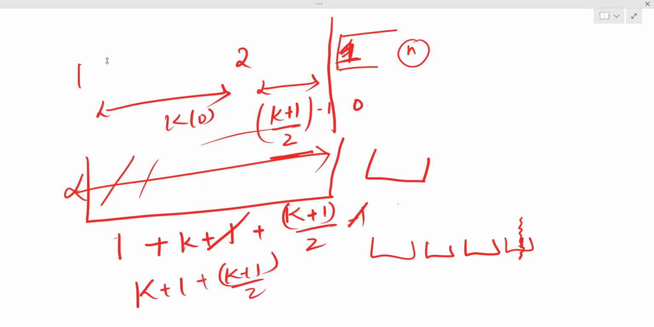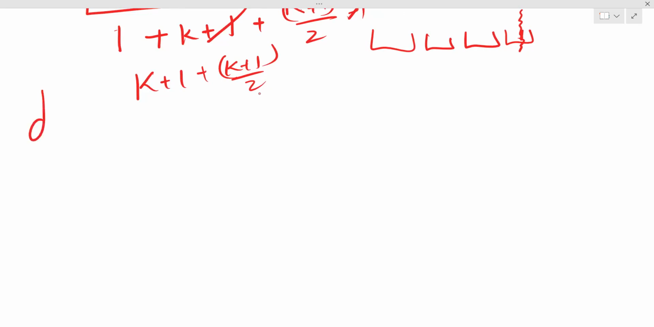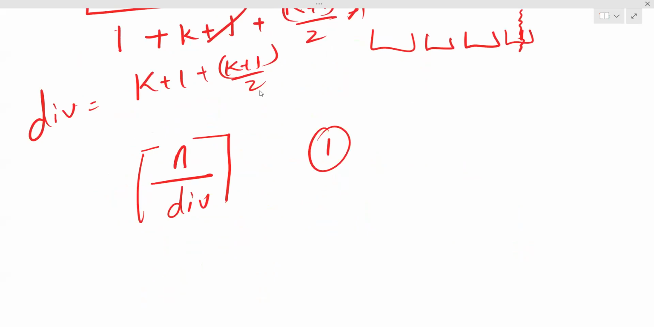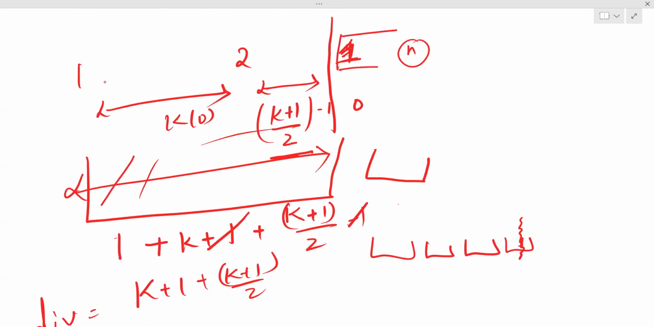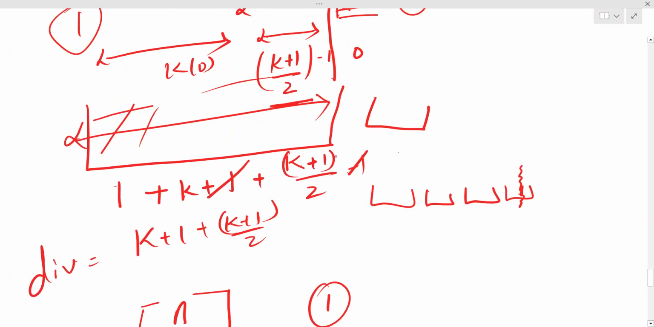Now there's one more thing: how to actually count how many ones we are getting. Let's call this the divisor. This is the length of my block. And what I can do is count ceil of n by this divisor. These many times I'll get 1. Is this making sense? These are all the blocks, right? And in each of these blocks, I'm having a 1 here. So I have to count the sum of my digits, so I'm counting how many times I'll get 1. That is n divided by the length of this block.